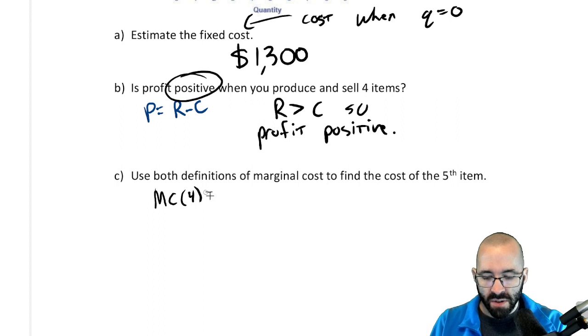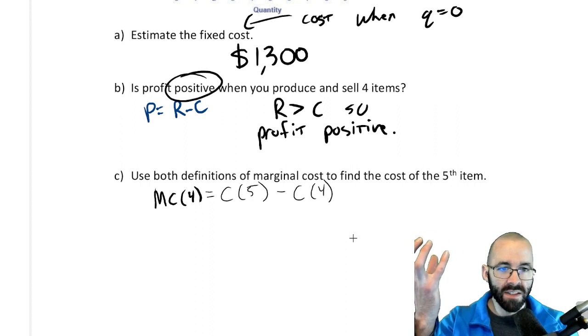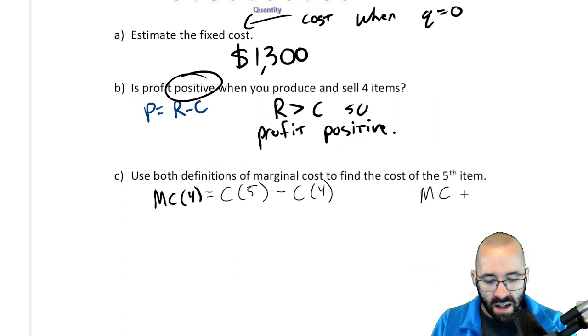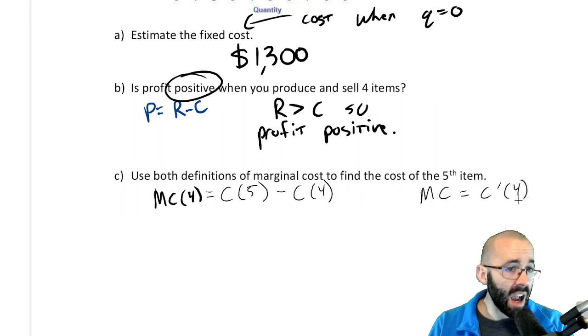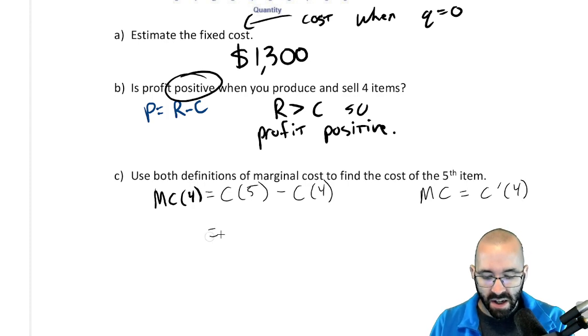Marginal cost at 4 items, we have 2 definitions. One said that it was the total cost of Q plus 1, which is 5, minus the total cost of 4. And again, this should intuitively make sense. The cost of the 5th item is just, well, how much do we have to pay for 5? How much do we have to pay for 4? Take the difference. That's the cost of the 5th item. And then we also said we can approximate this with the derivative of the cost function, again, at 4 items. Let's compare these two things and see what they are.